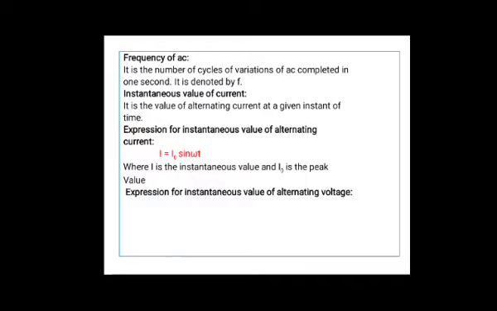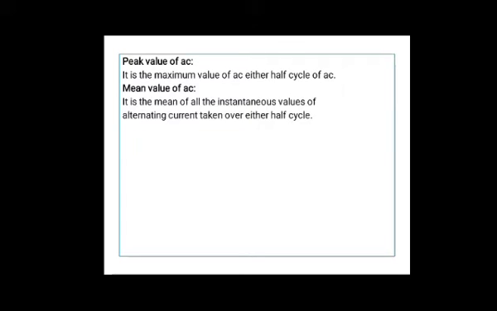Similarly, we can write expression for instantaneous value of alternating voltage, that is V = V₀ sin ωt, where V is instantaneous value, V₀ is peak value or maximum value of voltage. So peak value of AC means what? It is the maximum value of alternating current in either half cycle of AC. Means both sides you have to take, that is peak value. Maximum value of AC in positive axis as well as in negative axis.